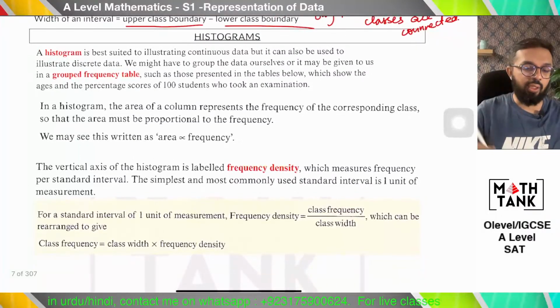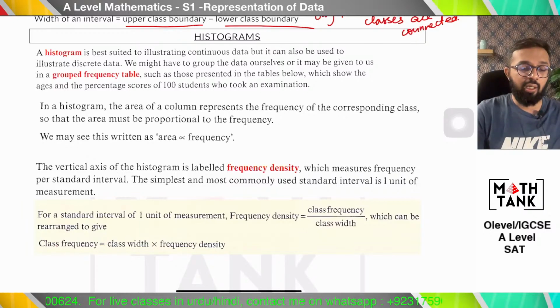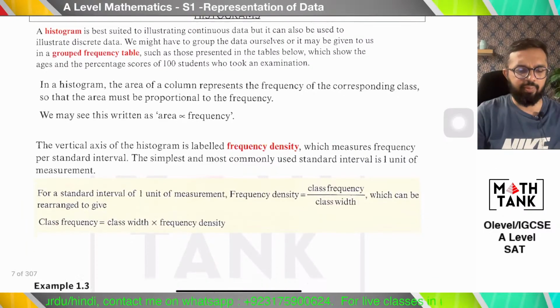Okay. Histograms, it says a histogram is best suited to illustrating continuous data, but it can also be used to illustrate discrete data. We might have to group the data ourselves, or it may be given to us in a grouped frequency table, such as those presented in the tables below. Okay, in a histogram, the area of a column represents the frequency of the corresponding class. We'll look at this later.